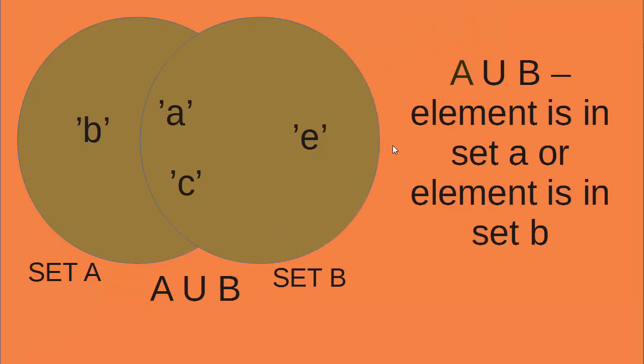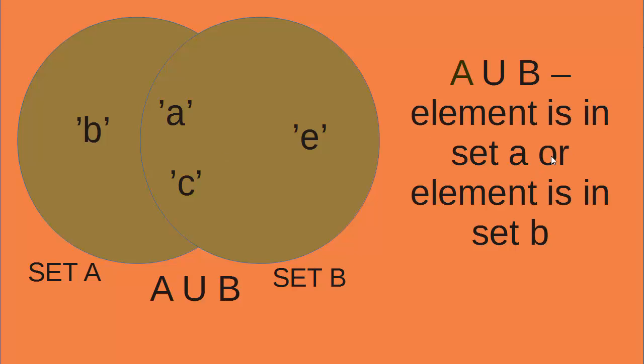Okay, now we want to find the union of sets A and B. Union of sets A and B are all elements of set A and all elements of set B. And we can also say that A union B means it includes all elements of set A and all elements of set B. So if an element is inside A union B, that means that element is in set A or element is in set B.